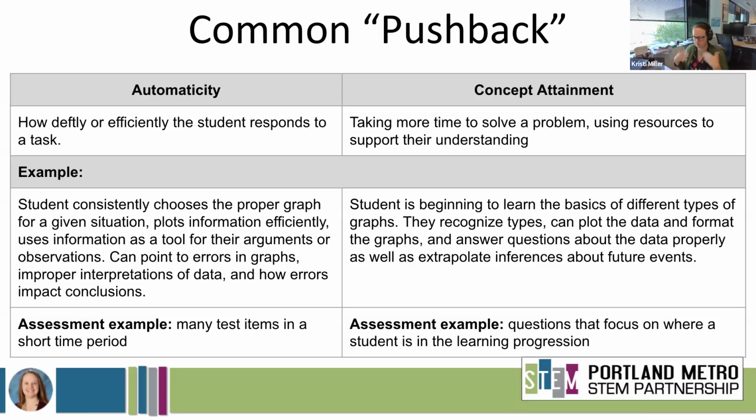We are not generally testing automaticity in the classroom, right? How quickly can they do it? How automatic is it, right? Generally, that's not what we're testing. If I was testing automaticity, an example would be lots of test items in a short time period. What I'm thinking of as an example is when my children were in elementary school and they would do timed tests for addition, subtraction, multiplication, division, right? That's an automaticity test. How many can you get done in 5 minutes or however long it is, right?